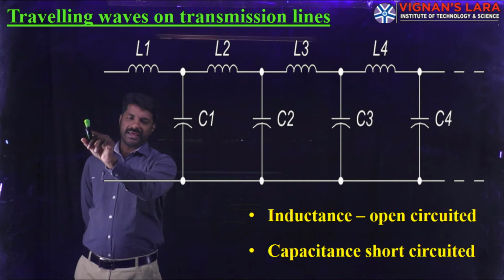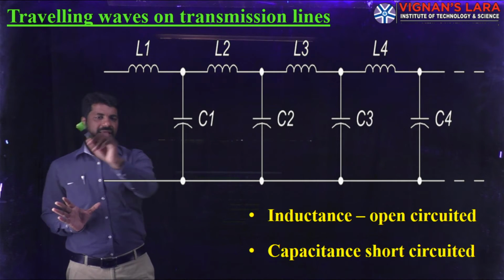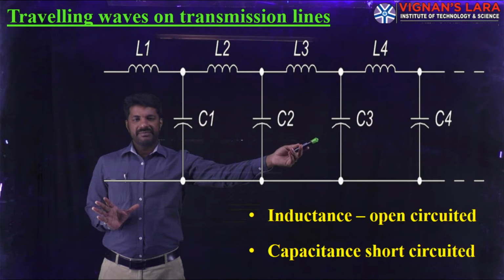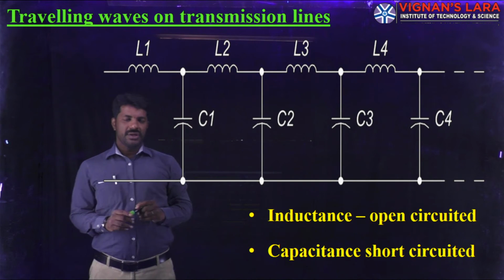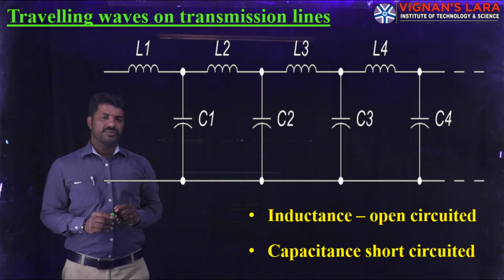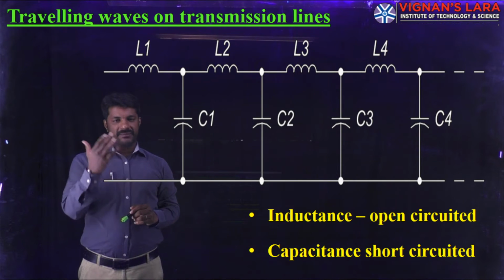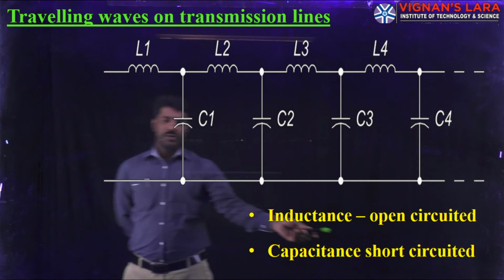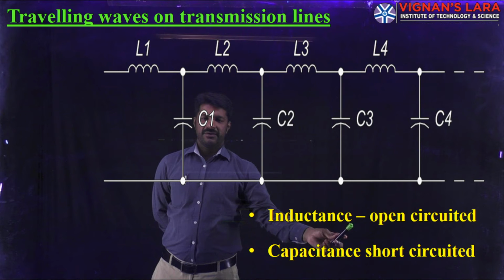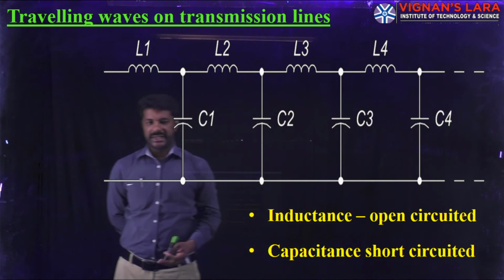Whenever the voltage is impressed at the sending end side, we can't observe the voltage on the receiving end side instantly, because there are energy storing elements. These energy storing elements will take some delay, because of a property we all know: an inductor acts as an open circuit, whereas a capacitor acts as a short circuit, whenever it is subjected to immediate voltages.